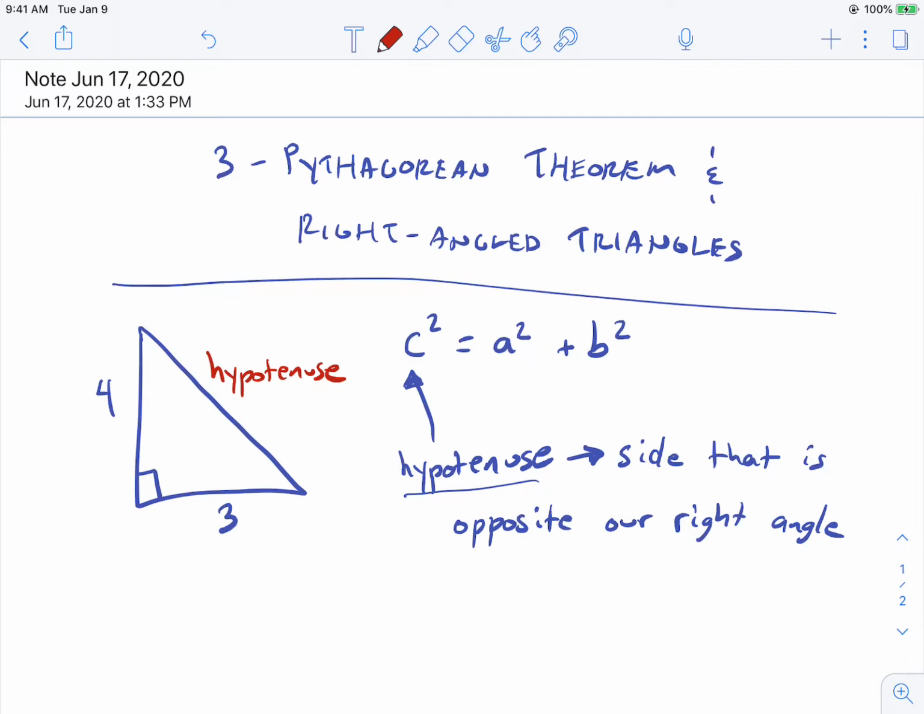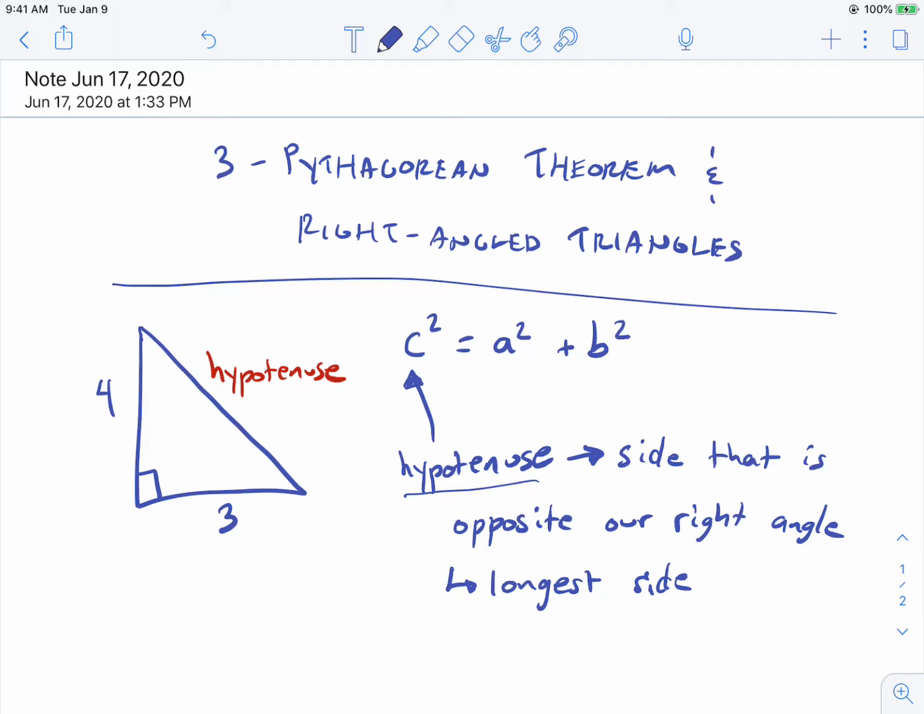Now, another good trick to figure out if I give you any triangle, what side is my hypotenuse? It is the longest side. Now, if you just took a look at this triangle, it wouldn't be hard to tell that the hypotenuse is definitely longer than the side that's 4 units long or longer than the side that's 3 units. And that's always going to be true. Your hypotenuse is always going to be the longest side in your diagram.